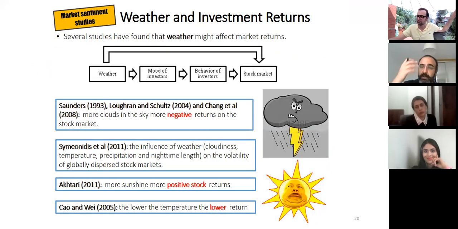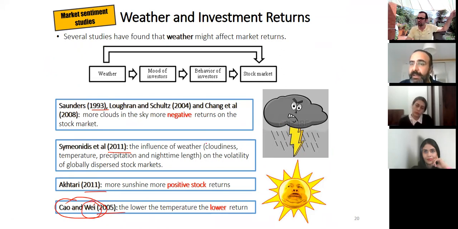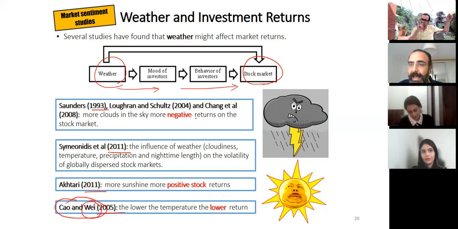Let's look at some of the market sentiment and what is going on in the market. 1993, 2004, 2008, 2011, and 2005. It is really interesting, especially this one. If I'm not wrong, it was a Japanese or South Korean researcher who found that the weather, the clouds in the sky or sunshine, has an impact on the stock market. On sunny days, the stock market usually returns positive, whereas on cloudy days, the stock return is negative. So the weather has an impact on the stock market, but how? Through the mood of the investor, through the behavior of the investor, and it will impact the return of the market.